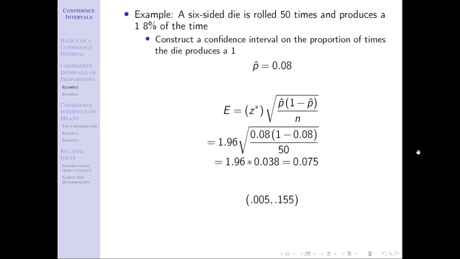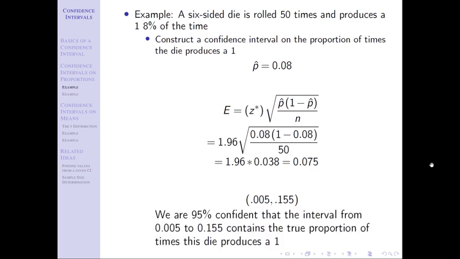One last note: if you use the word proportion, you should write your interval out in decimal. If you use the word percentage, that's totally fine, but you should convert your decimals to percent. I'm going to leave these in proportion, because why would I want to convert those numbers to percent? So I use the word proportion in my one sentence write-up. We're 95% confident the interval from 0.005 to 0.155 contains the true proportion of times that this die produces a 1.